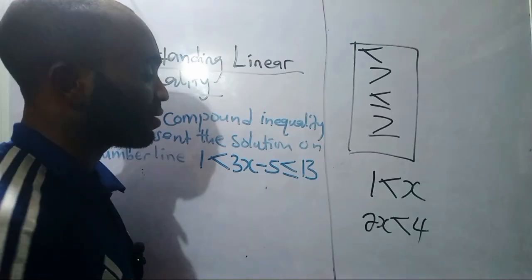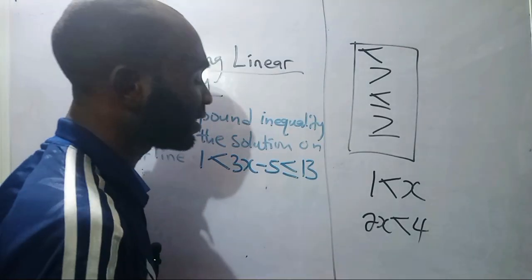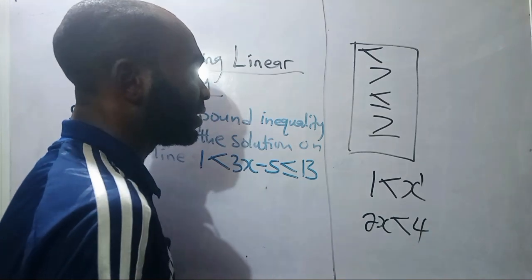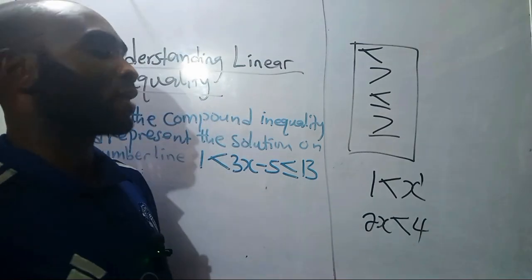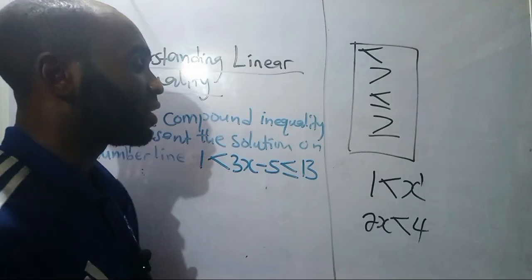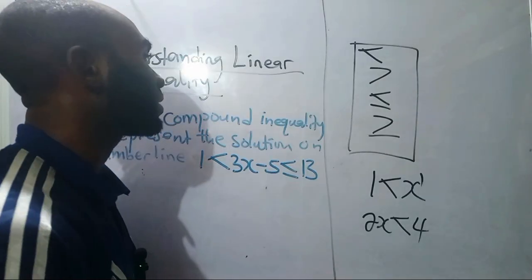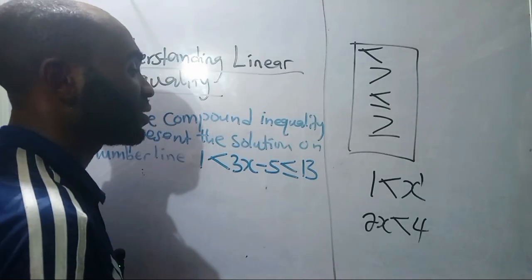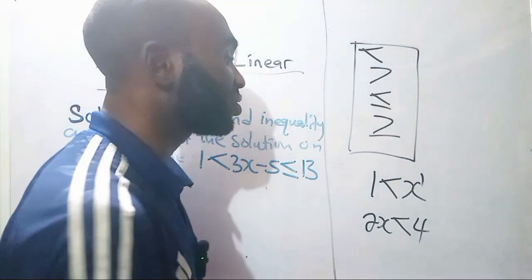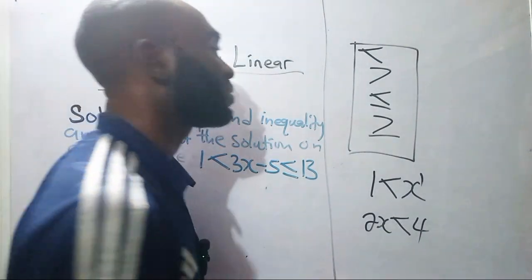So I repeat myself, the reason we call it linear is because the power of the variable involved is just 1. That is why we call it linear inequality. If it involves a power of 2, it becomes a quadratic inequality. So the topic of interest here is linear inequality, which we are handling.